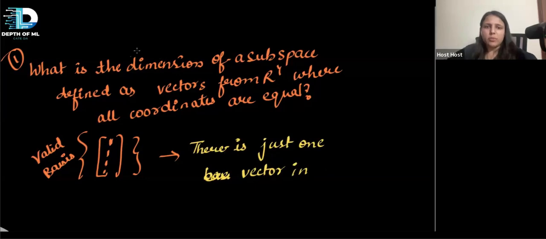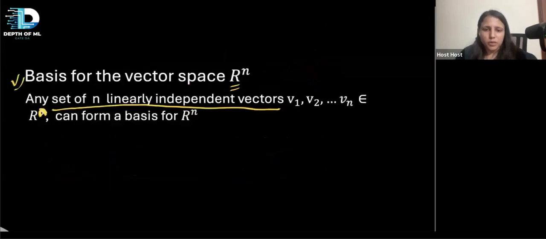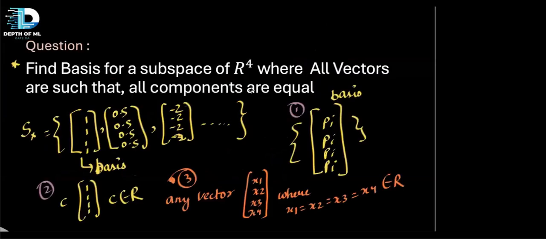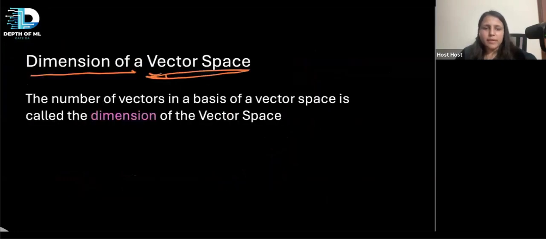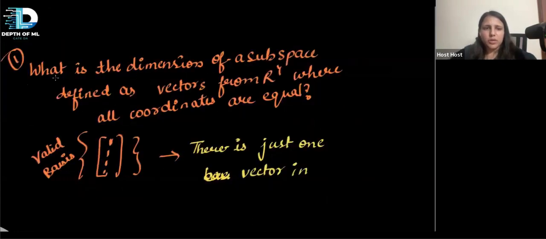But when I was talking about the dimension of the subspace here, I specified what subspace this is, right? I specifically said this is a subspace where all coordinates are equal. This is coming from this question: find the basis of the subspace. So this was the subspace, and for this subspace I was asking the dimension.